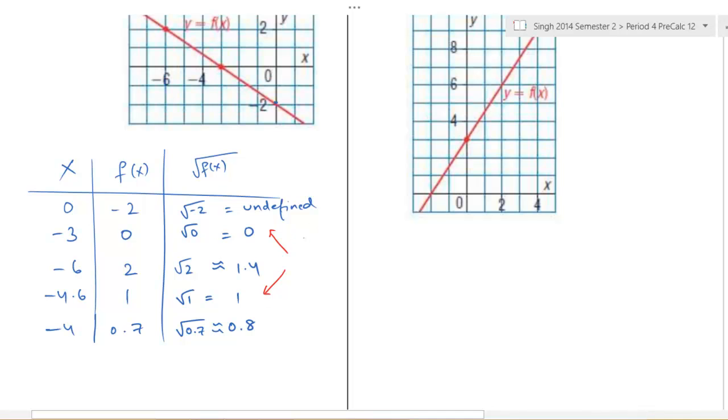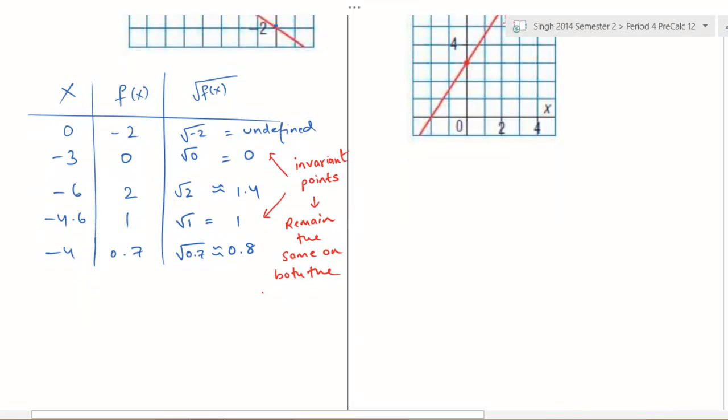They're given a special name. They are called invariant points. These are points that do not change. So by definition, these are the points that remain the same on both the original graph and the radical graph.